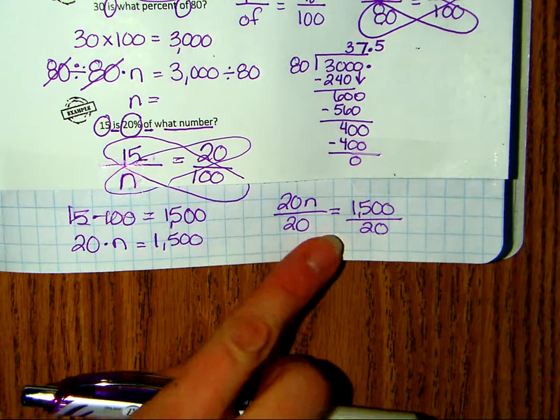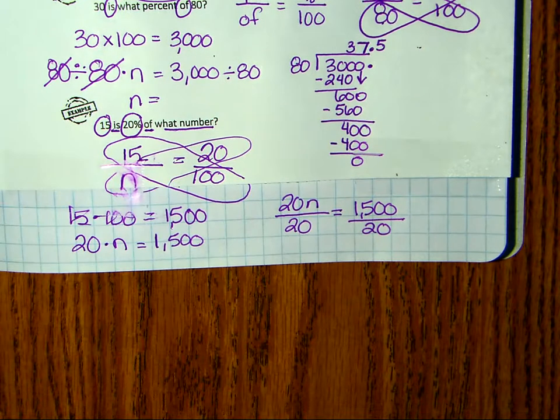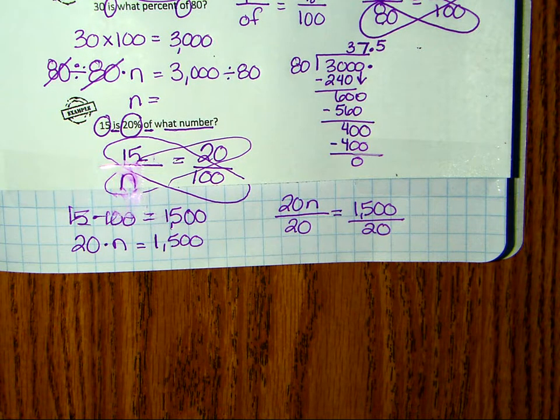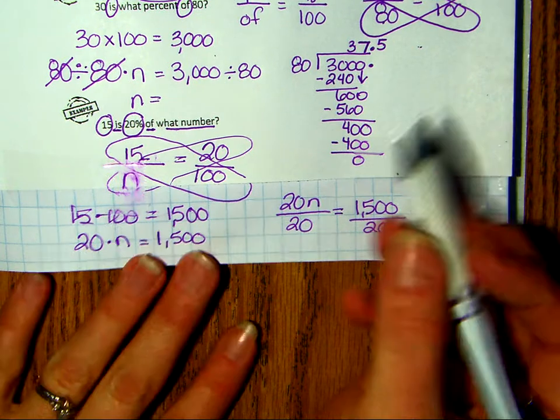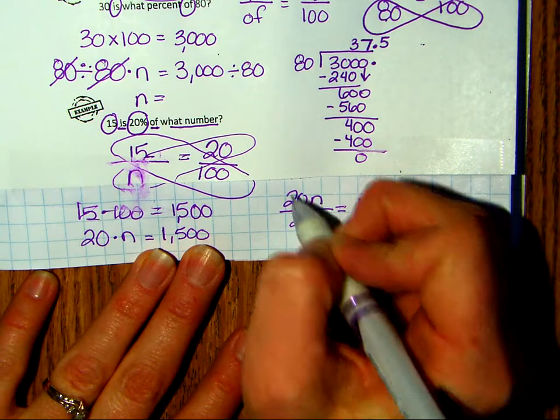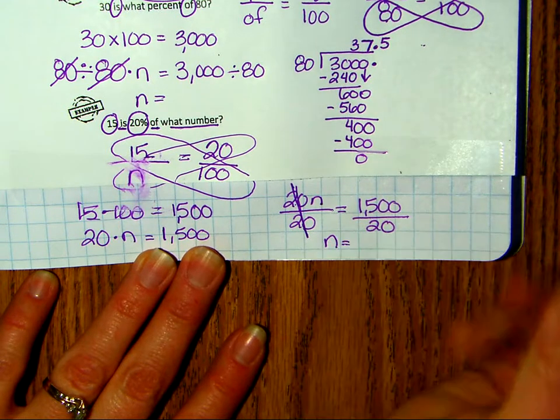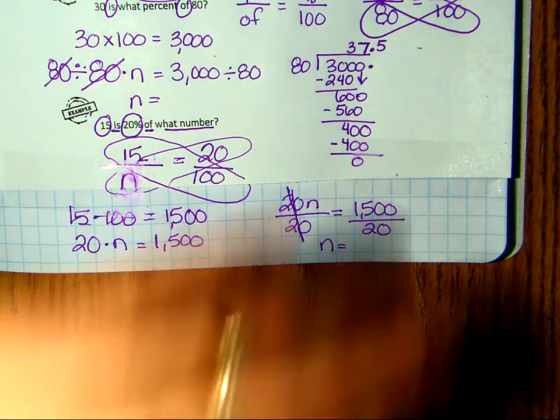And this, by the way, is exactly the same thing as writing it this way. A fraction bar means to divide. It means the same thing. So this side, 20 times n divided by 20, these are going to cross themselves out, and I'm going to end up with n equals, and I'm going to get 1,500 divided by 20.